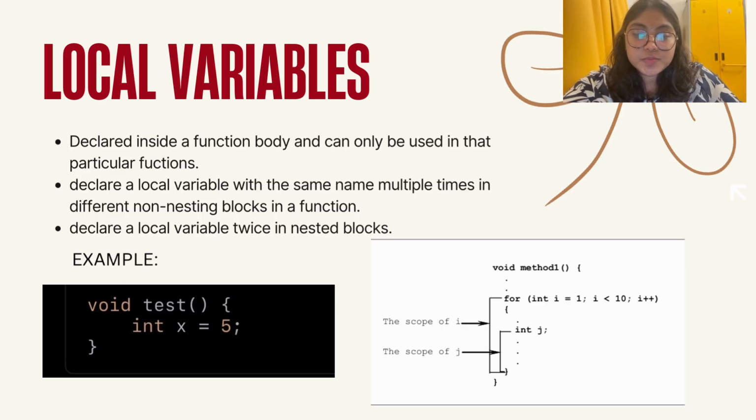Now I'm going to explain about local variables. Local variables are declared inside a function's body and can only be used in that particular function. You can declare a local variable with the same name multiple times in different non-nesting blocks in a function, but declaring a local variable twice in nested blocks is not allowed. Here is an example of local variables.